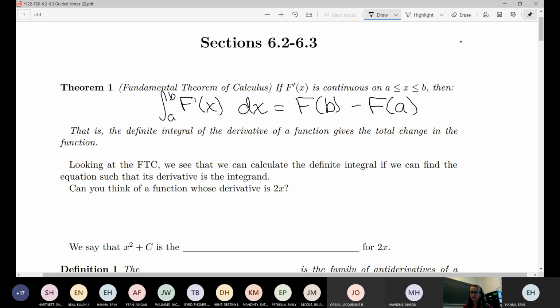So the definite integral of a derivative of a function gives the total change in the function. And we'll come back to that idea of total change in a little bit, and by a little bit, I mean a couple of days. But first, we're going to figure out how to calculate these.